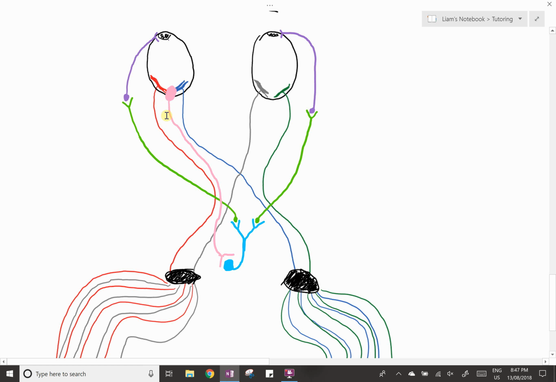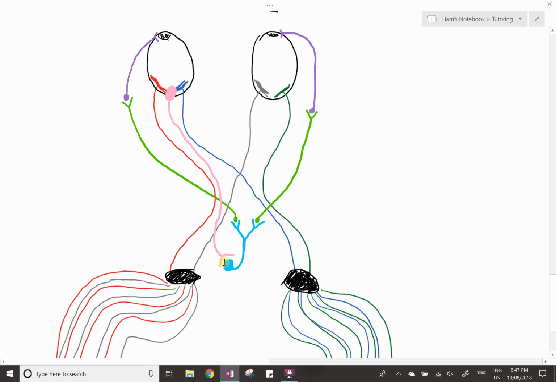Basically what happens is they send fibers still with that optic tract. They remain ipsilateral at the optic chiasm, and then they actually leave the optic tract before it reaches the lateral geniculate nucleus. So they branch off into this area here. We call that the pretectal nucleus, this area here. You have one on both sides. So this one here is our right pretectal nucleus.